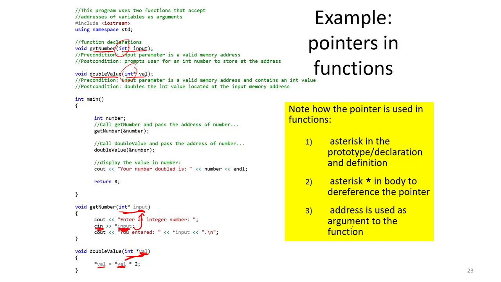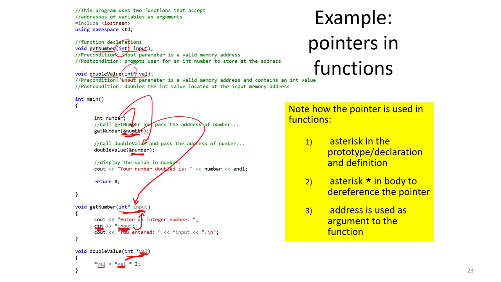And then finally, notice that when I call getNumber and I call doubleValue, I plug in the memory address of a variable. And that memory address will be plugged in to my pointer. So it's important to remember to use the ampersand to get the memory address of whatever variable you are substituting in for that function call. Make sure you remember these three rules whenever you're working with pointers as function arguments.